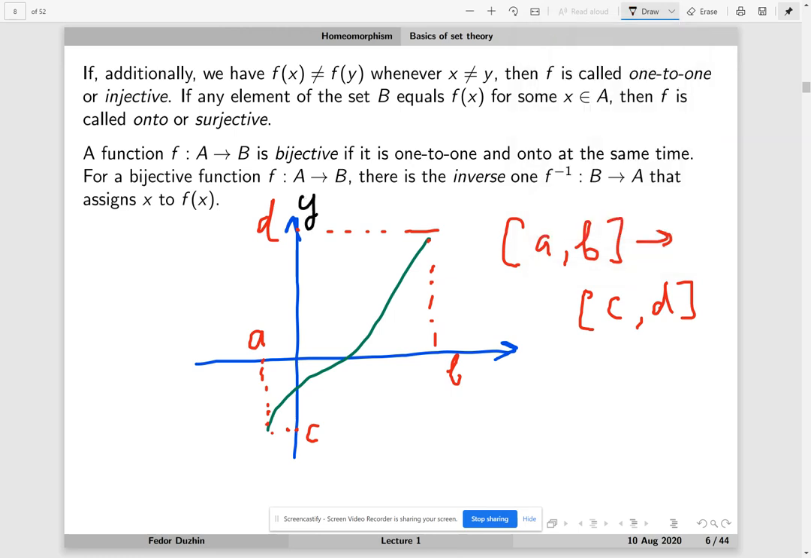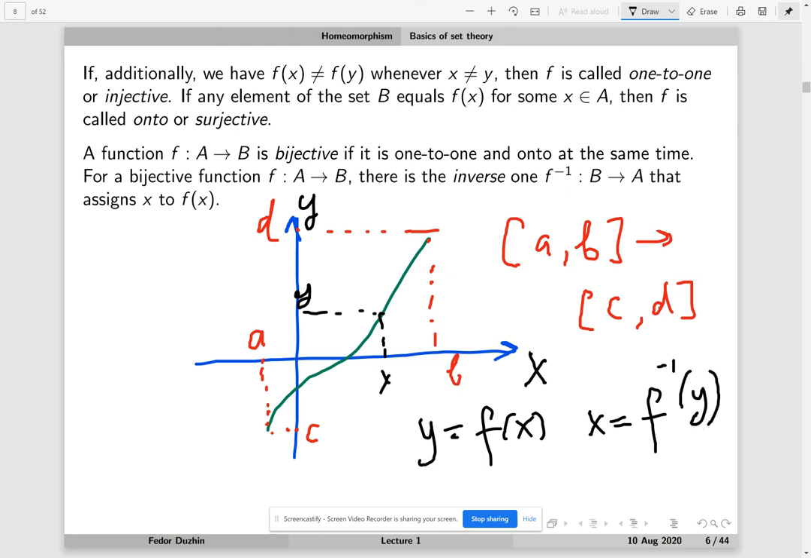So if this is, say, Y, this is X. All right, so whenever we have X here, Y is here. So if Y is f of X, well, then X is going to be f inverse of Y. Okay, so this notion of a bijective function is going to be crucial to define homeomorphism, which is the central notion in topology.